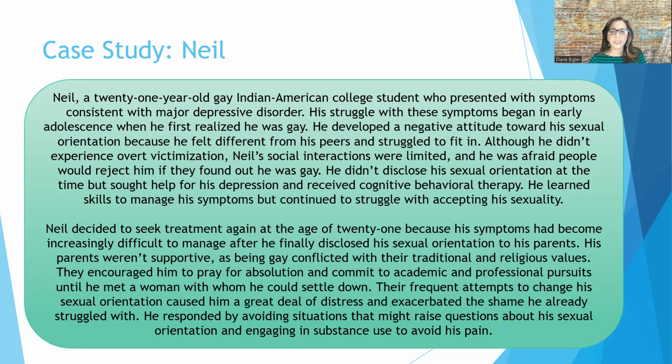He didn't disclose his sexual orientation at the time, but sought help for depression and received CBT. He learned skills to manage the symptoms, but continued to struggle with accepting his sexuality. Neil decided to seek treatment again at the age of 21 because his symptoms had become increasingly difficult to manage after he finally disclosed his sexual orientation to his parents. His parents weren't supportive, as being gay conflicted with their traditional and religious values. They encouraged him to pray for absolution and commit to academic and professional pursuits until he met a woman with whom he could settle down.